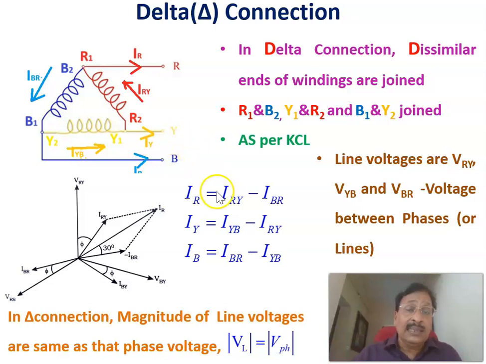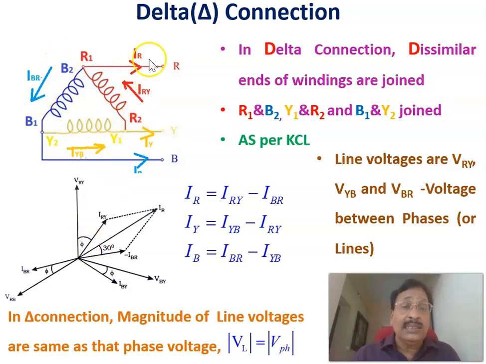To calculate IR, as per Kirchhoff's current law, IR equals IRY minus IBR. IRY minus IBR equals the line current flowing here. Again, IY equals IYB minus IRY, and IB equals IBR minus IYB. The line voltages are VRY, VYB, and VBR, the voltage between two phases. That is the same as the line voltages, but the line current is not the same as the phase current.